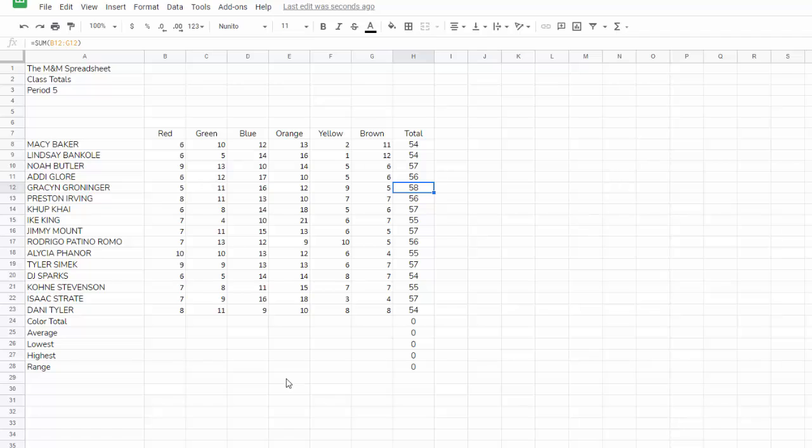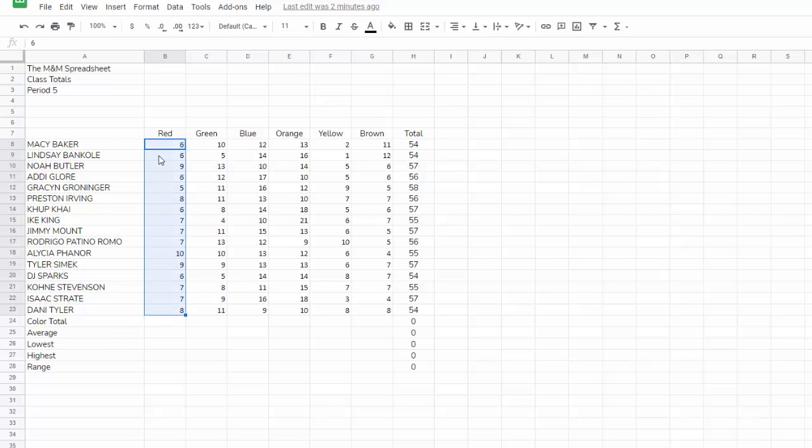All right. Now, the next calculation that we're going to make, if you'll look down on line 24, and again, if you're in period 1, it'll be a different row because there's more names. You just have to look where it says color total, and then we're going to work right next door here. I want to know, if we were to, as a class, say how many red M&Ms did we have? Let's take all of our red M&Ms and just add them up. Well, that's easy. We just start up here with Macy and we just drag down here to Danny.